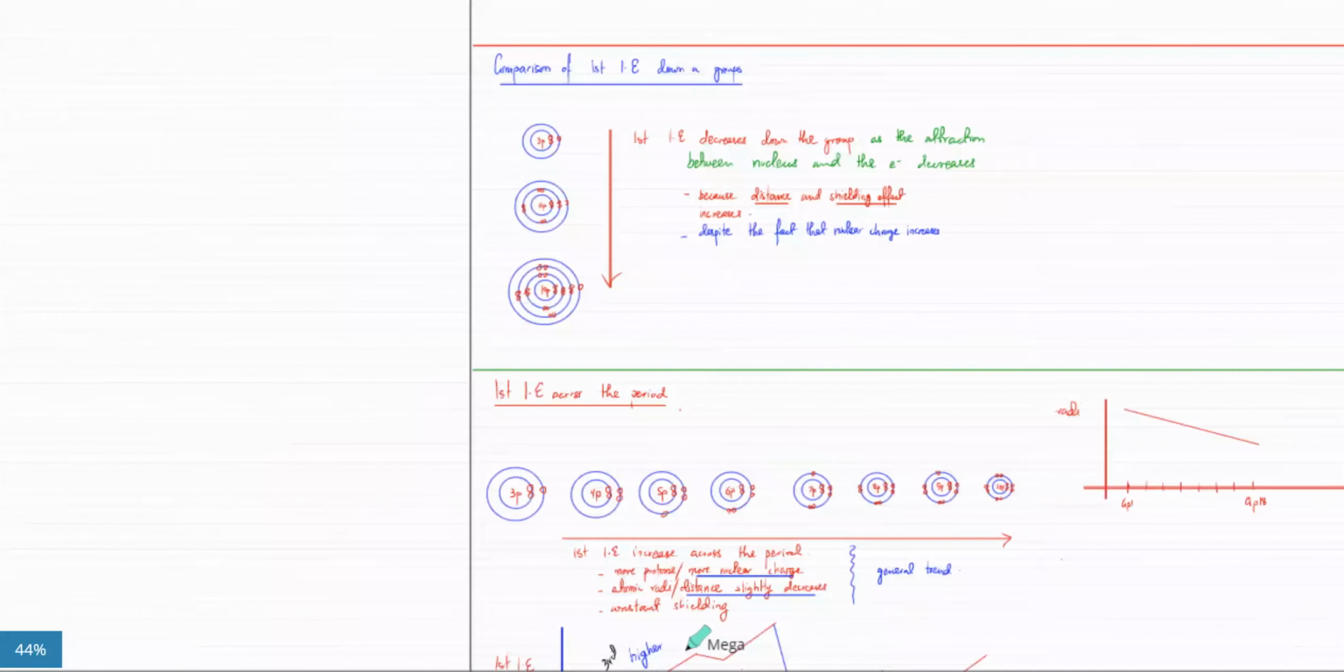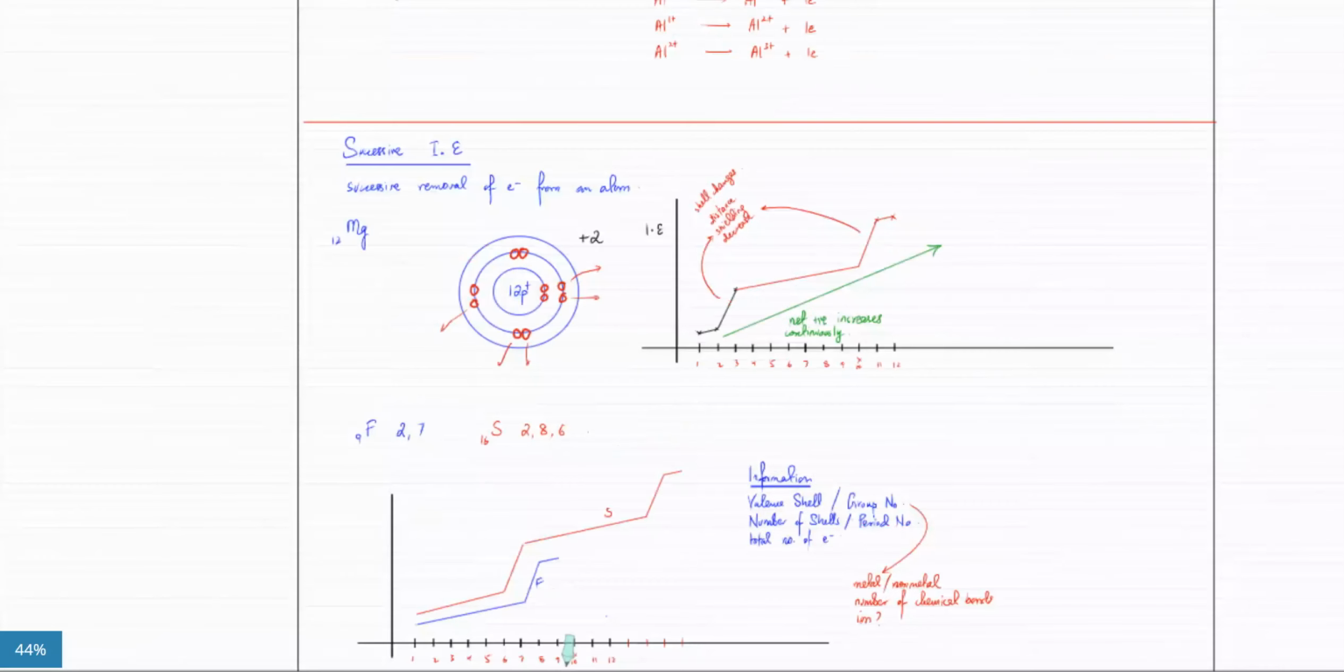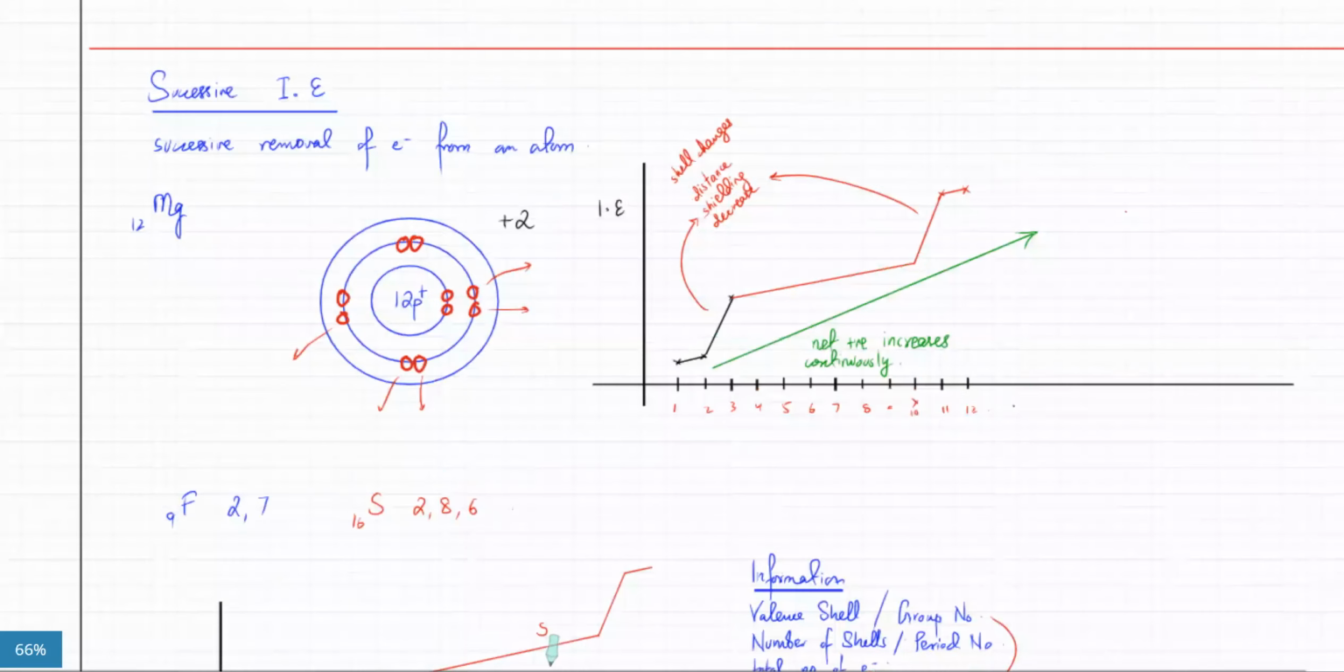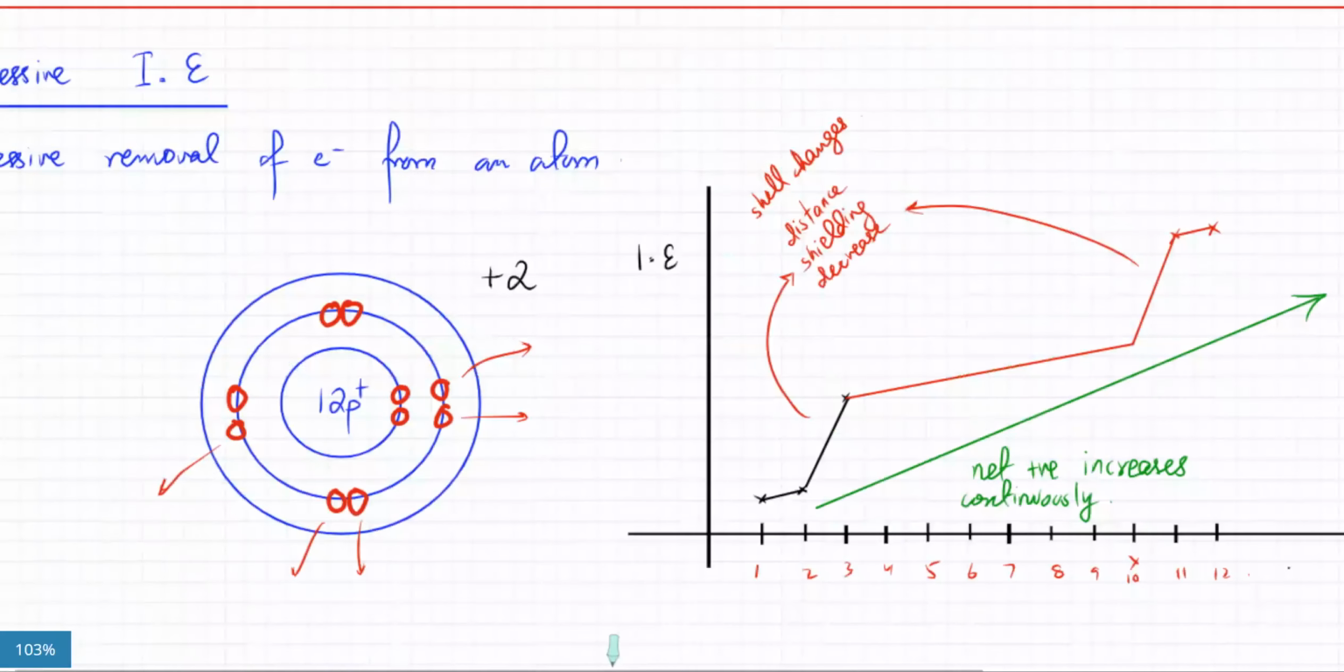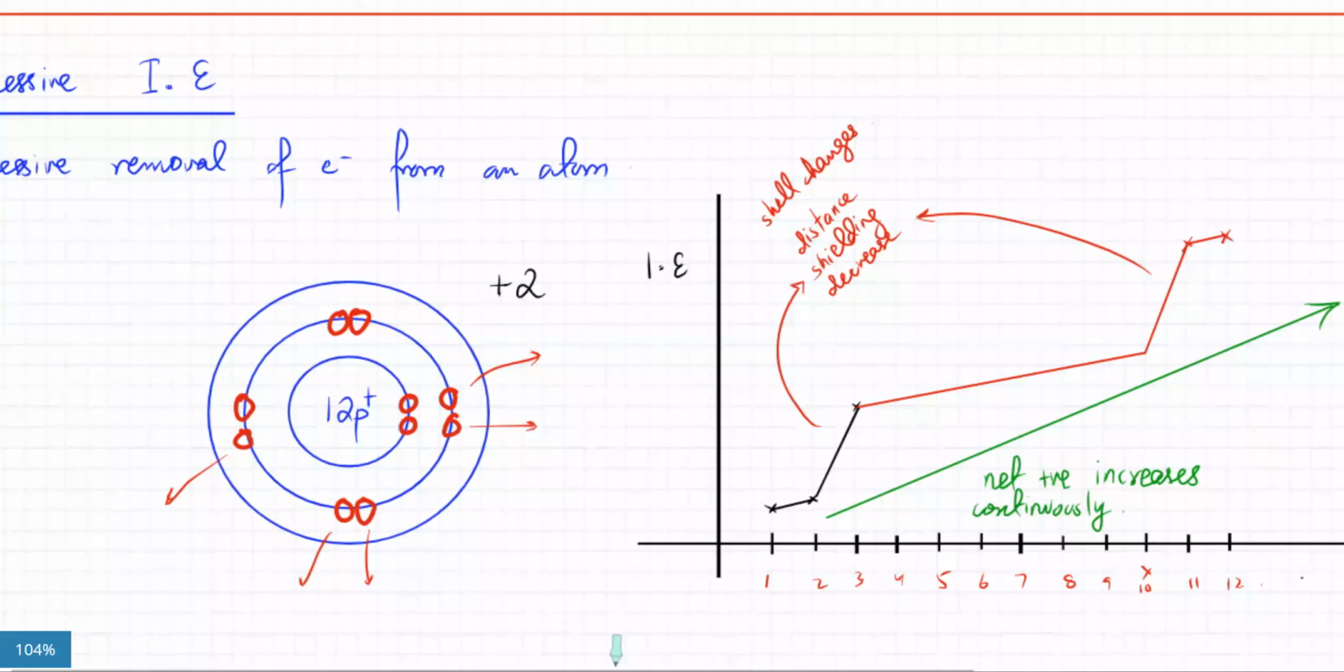So when you talk about successive ionization energies, this is what we are referring to: you're removing electrons from the same atom. Removing the outer shell electrons is kind of easy, and removing the inner shells would be difficult. So whenever there's a change in shell, there's going to be a big jump, because all of a sudden the electron is now closer to the nucleus.